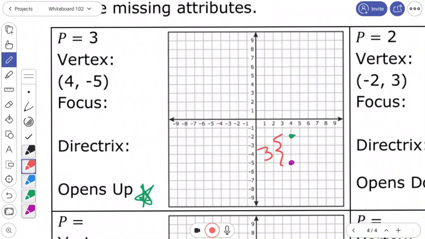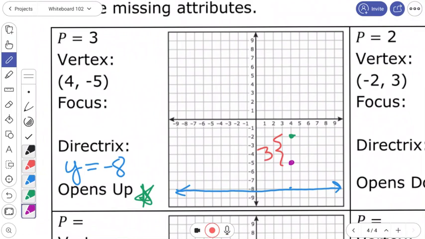That means if I start at my vertex and I go down 3 steps, I should be able to find my directrix. Now, the directrix is not a point. It is a line. So I have got to draw this horizontal line that goes through my y-axis at -8. That means the equation of that directrix is y equals -8. Do not forget, if you have a horizontal line, it's always y equals.